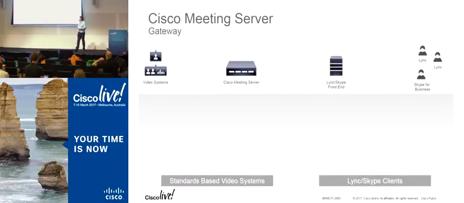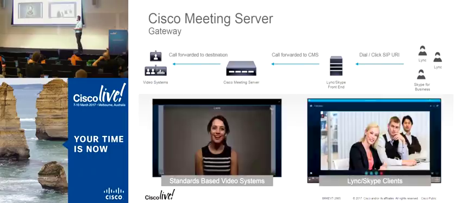So let's look at what that would look like. We have these Link clients dialing or clicking a SIP URI. That call then is forwarded to the CMS based on domain. So Skype for Business does domain routing, and that lands on the Cisco Meeting Server. The Cisco Meeting Server then checks to see if it's a space running on the Cisco Meeting Server.